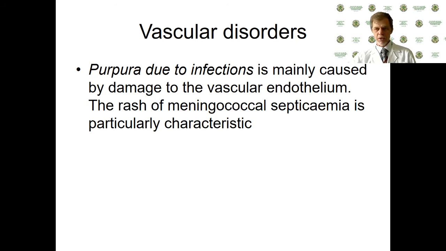Purpura due to infections is caused by damage to the vascular endothelium. For example, the rash of meningococcal septicemia is particularly characteristic. So again, remember: severe headache plus rashes like petechial red spots on the skin. Be careful, it may be meningitis. Without treatment, the patient may die, because meningitis is damage of the brain. If you prescribe antibiotics, the patient may recover completely.